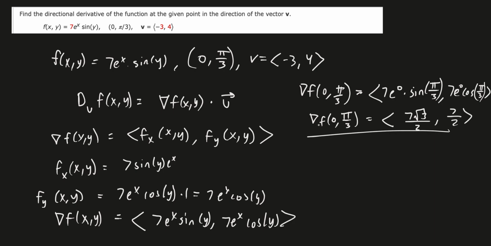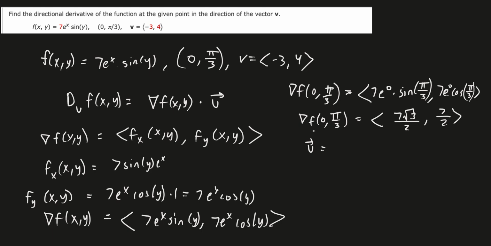That's the gradient, but we have to continue to find our unit vector. It's not given to us like it was in some previous problems. We have to find it. First of all, let's take the magnitude of this vector and make sure it's not a unit vector. The square root of 9 plus 16 is 5. That's not equal to 1, so it's not a unit vector. To figure out what our unit vector is going to be, just take our vector v and divide it by its magnitude.